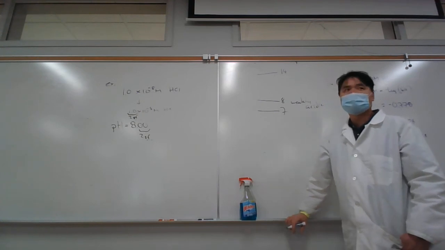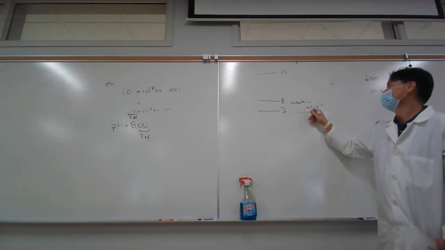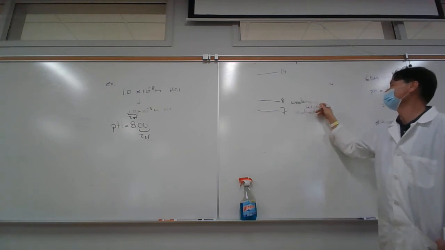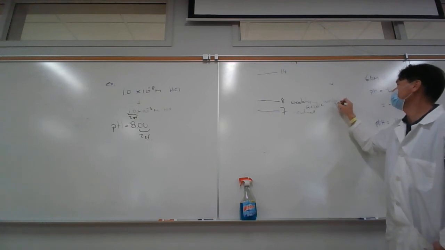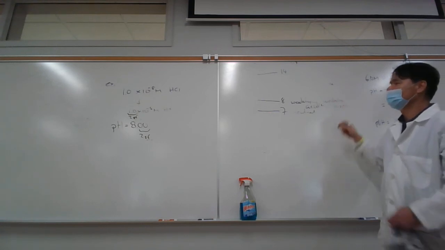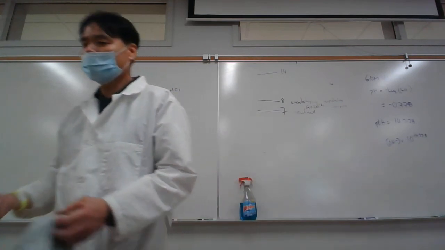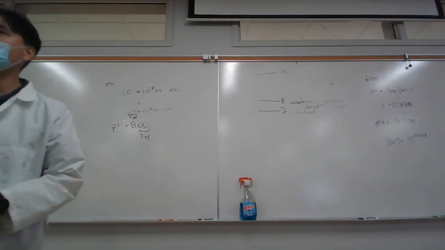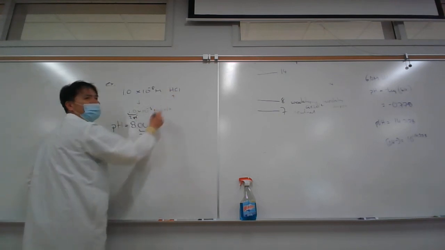Is it 7? Well, oh yeah, 7 is neutral. So this is not weakly acidic. This must be weakly basic. Weakly basic. So 1.0 times 10 to the minus 8 molar hydrochloric acid must be weakly basic. And therefore HCl is a weak base.